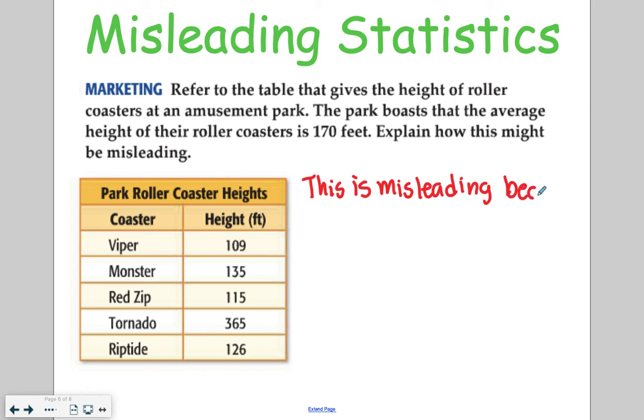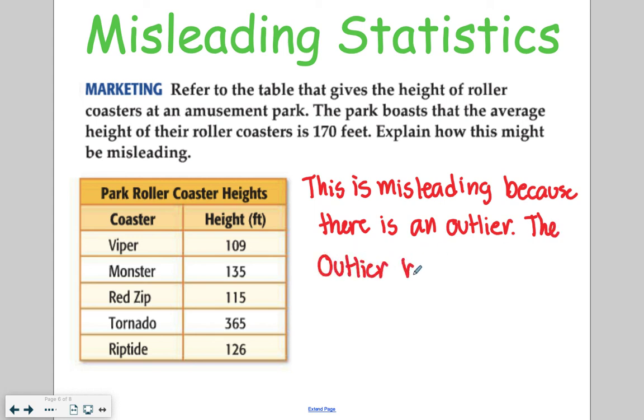So this is misleading because there is an outlier, and then you want to make sure you say what the outlier does. So the outlier brings the average up too high. So it makes it go up higher than it should be. It pulls all of the data upwards towards it, even when that's not an accurate reflection of where most of the roller coaster heights are at.